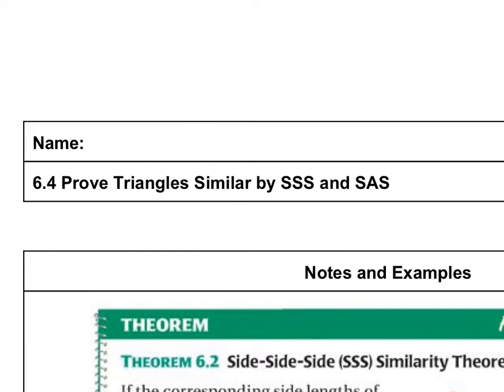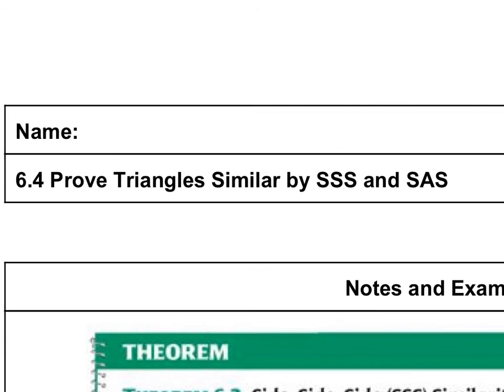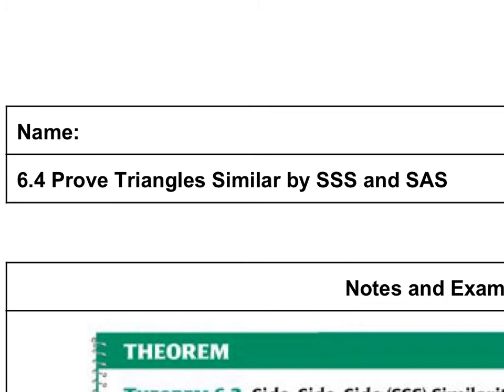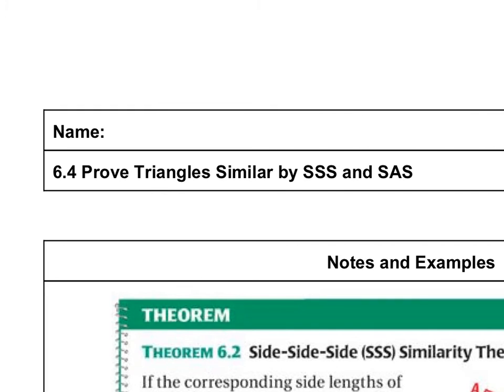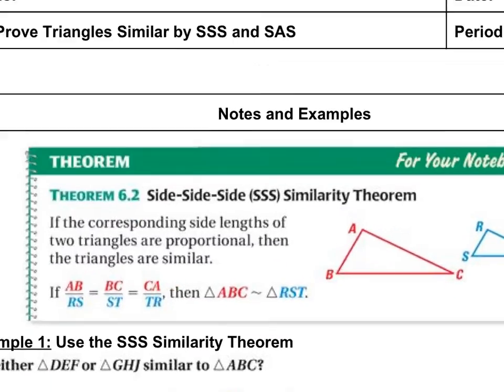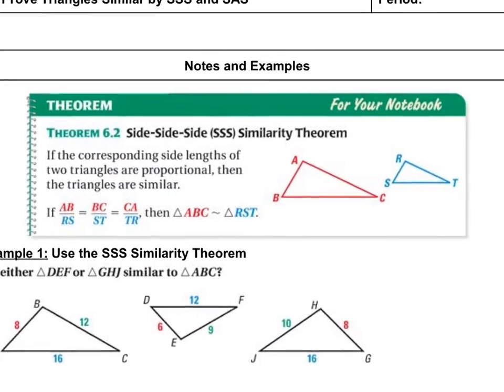We are talking about proving similar triangles. If you remember back to Chapter 4, we were trying to prove triangles were congruent in all the different theorems we had there. This chapter, we're trying to prove that triangles are similar. Last lesson, you learned about the theorem angle-angle. If we have two congruent angles with two triangles, we know that they are similar. Today we're going to be doing side-side-side and side-angle-side. Okay?